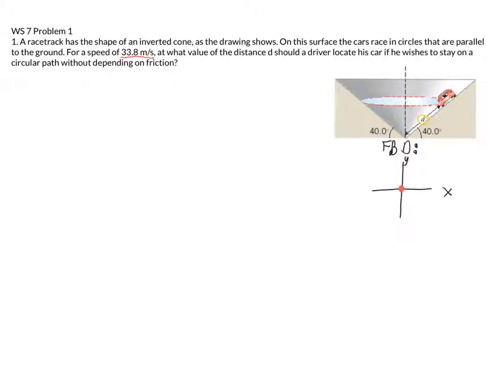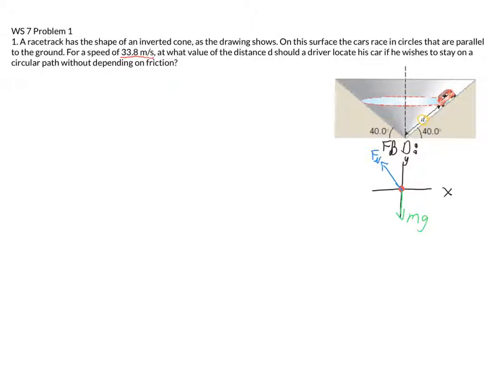But yeah, so I got a free body diagram that I want to start with. If I think about my car here, I know that I have the weight force going straight down. So in the downward direction, we have mass times gravity. And we know that there's going to be a normal force as a result of contact with the surface. So we have a normal force in this direction.